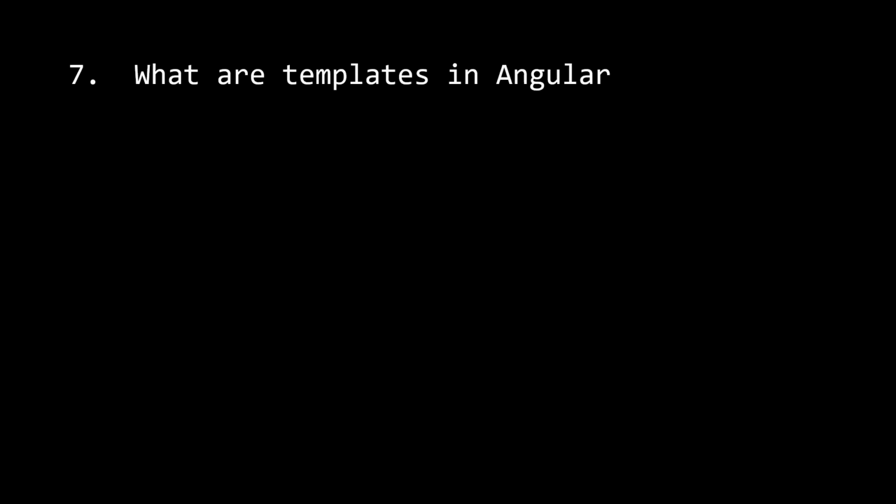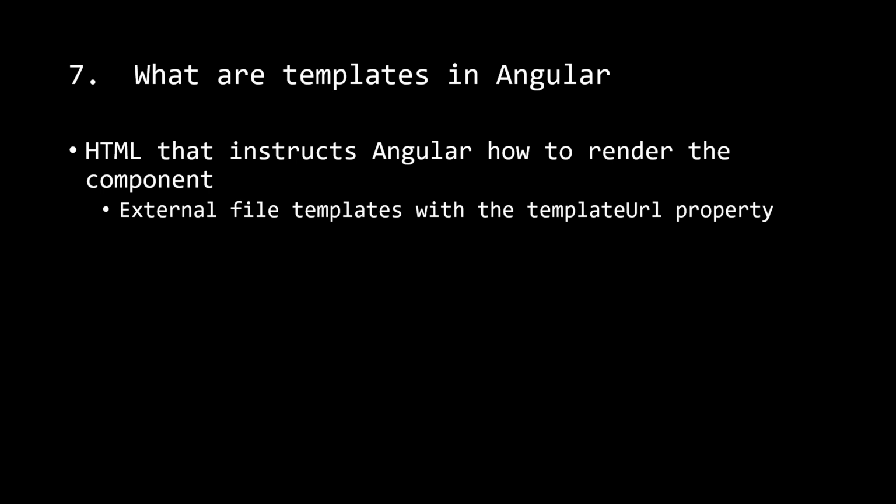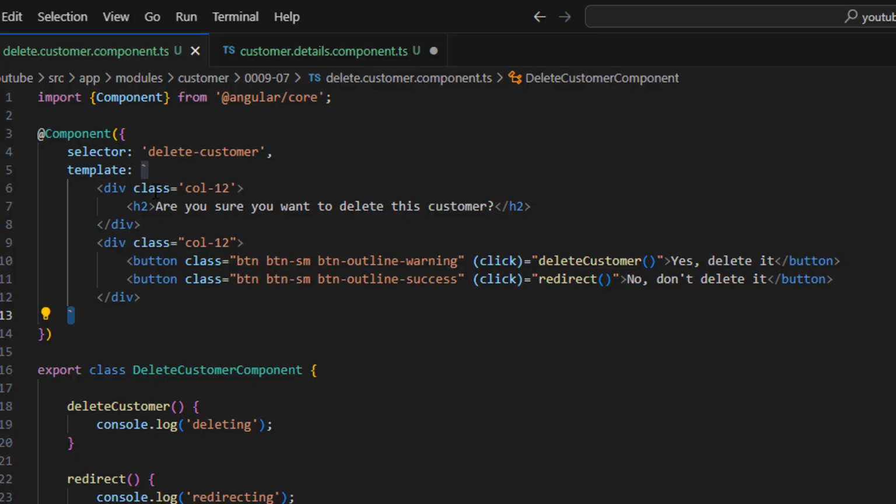Templates are HTML snippets or files that tell Angular how a component should be rendered. It's specified in the component decorator, and you have 2 options. You can use either an external file using the template URL property, but you can also do it inline with the template property, and that template is wrapped with backticks containing the markup for the template like this.